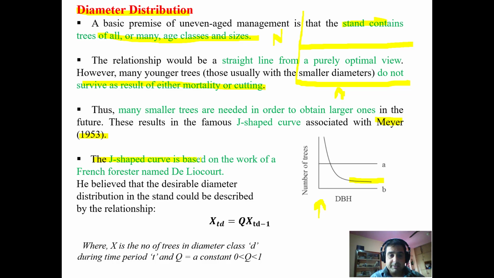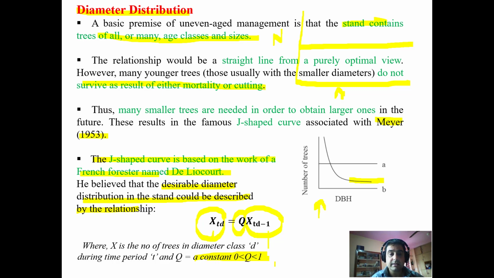This J-shaped curve is based on the work of a French forester named Liocourt. Liocourt believed that the desirable diameter distribution in the stand could be described by a relationship. He gave a relationship that the number of trees in a particular diameter class is equal to q, the coefficient, times the number of trees in the diameter class preceding it. So between the two diameter classes, x-th and x-th minus 1, there is a relation, the coefficient called q, and q has a value greater than 0 and less than 1.